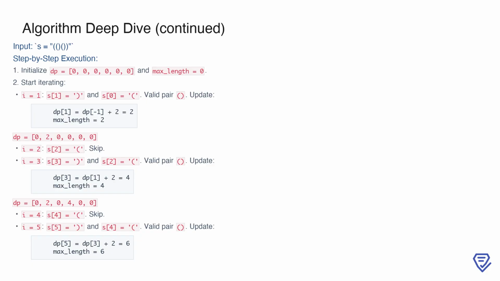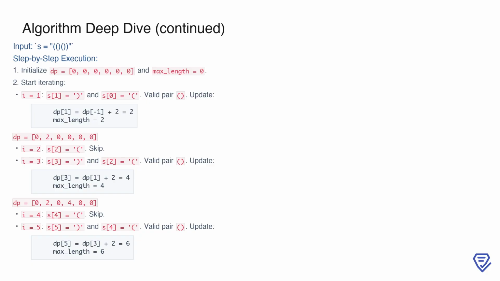At index 1, the character is a closing parenthesis, and the previous character is an opening parenthesis, forming a valid pair. We update DP 1 to 2 and set max_length to 2. At index 2, the character is an opening parenthesis, so we skip it. At index 3, the character is a closing parenthesis, and the previous character is an opening parenthesis, forming another valid pair. We update DP 3 to 4 by adding 2 to DP 1, and max_length becomes 4.